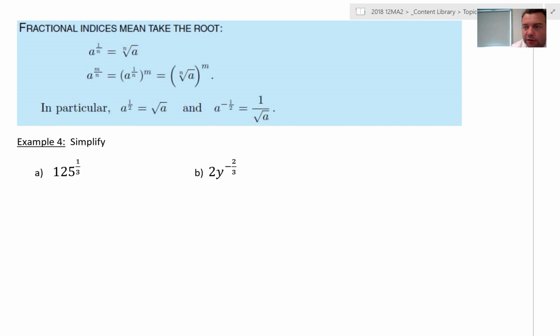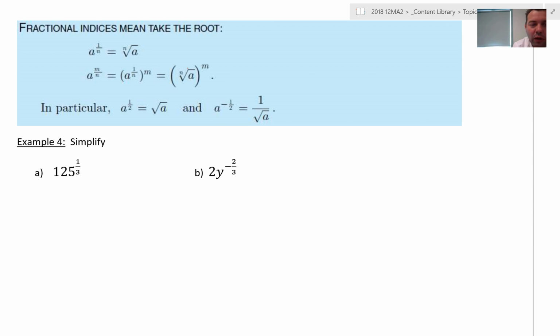A fraction means a root. So 1 over 2 is the square root, 1 over 3 is the cube root, 1 over 5 is the fifth root. Okay. And we can combine those things together. If you look at this rule here, we could split that up. m over n is the same as 1 over n to the power of m. So we can do this various ways. We can either do it like this, or we could say it's the nth root of a to the m. That can be outside or inside here, doesn't matter.